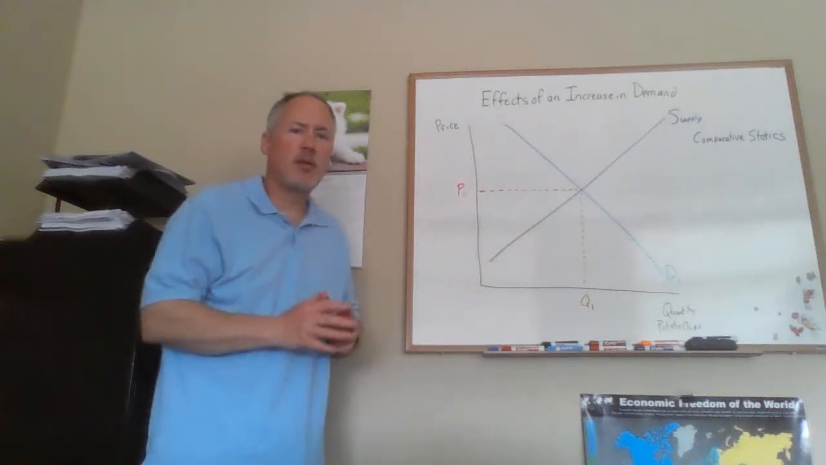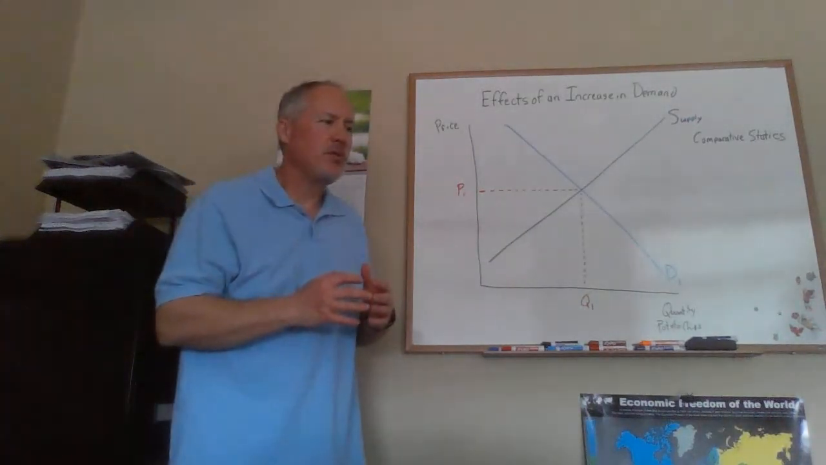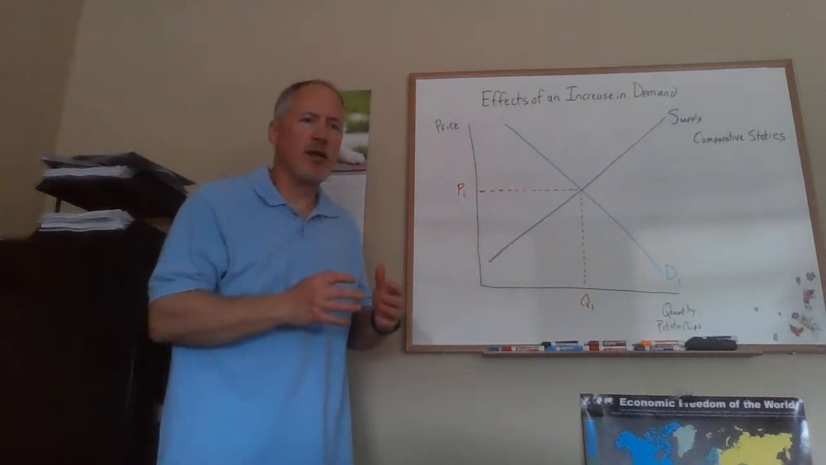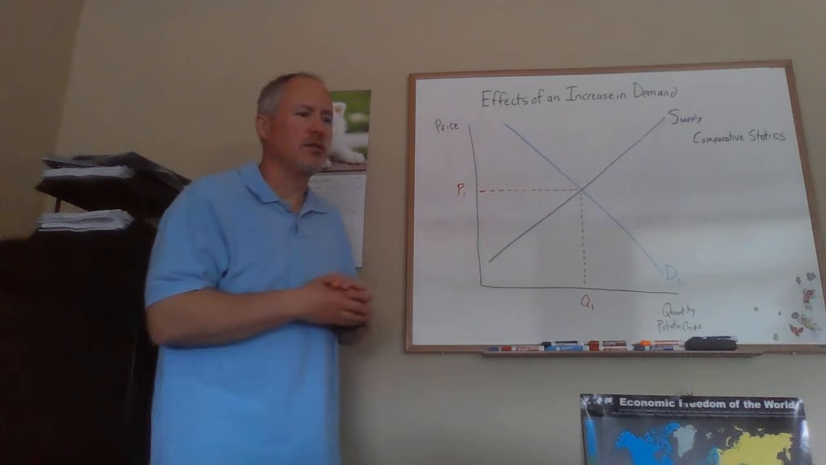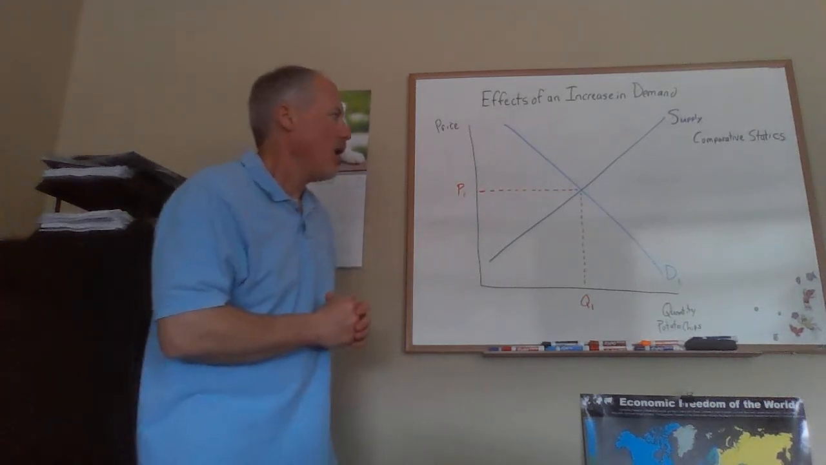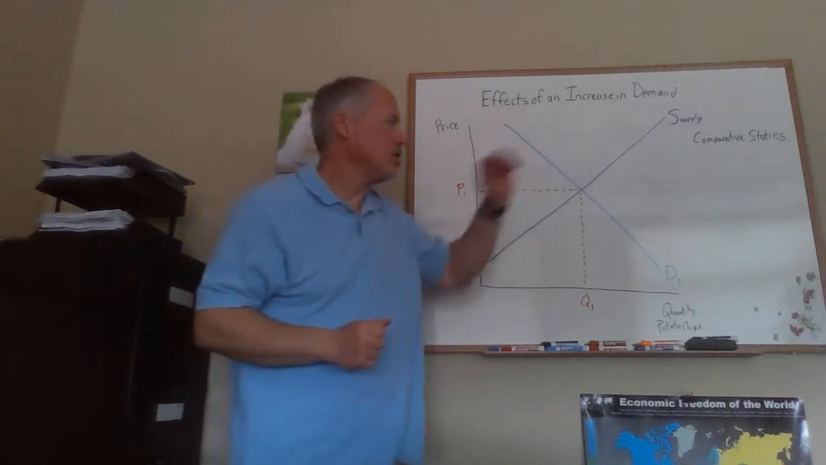Right. This video is going to talk about how the equilibrium in the model of supply and demand changes when there is a shift in either the demand curve or the supply curve. And in this case, I'm going to look at the case of an increase in demand. This is an example of what we call comparative statics.